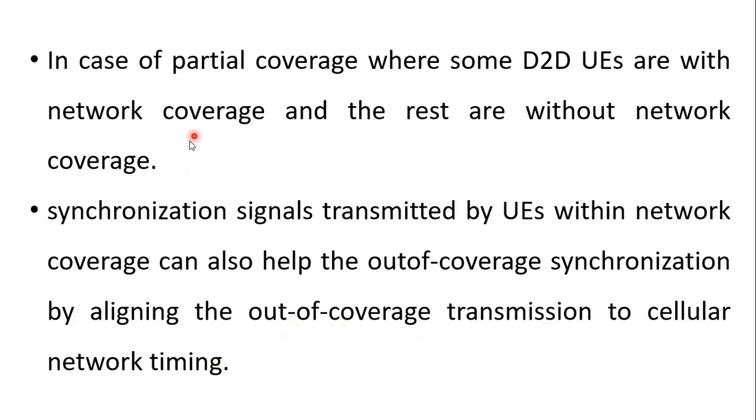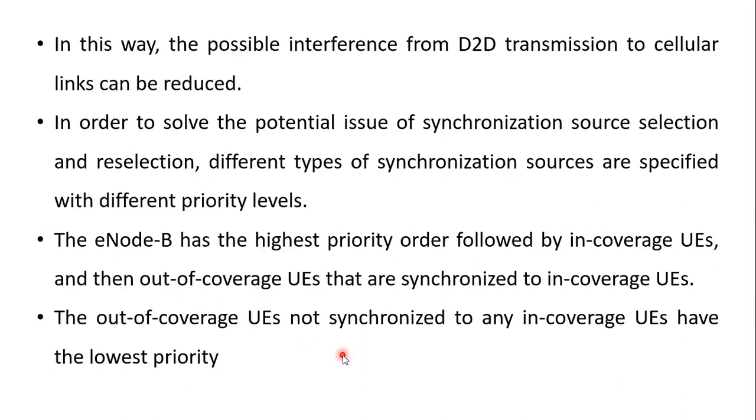Okay, as I said, partial coverage means a few user interfaces will be within the network coverage area, and a few interfaces will have no coverage. That is, they will not be under the network coverage. So at that point of time, the synchronization signal transmitted by the user interface within the network coverage can also help the out of coverage synchronization, by aligning the out of coverage transmission to the cellular network timing. In this way, the possible interference from D2D transmission to cellular links can be reduced.